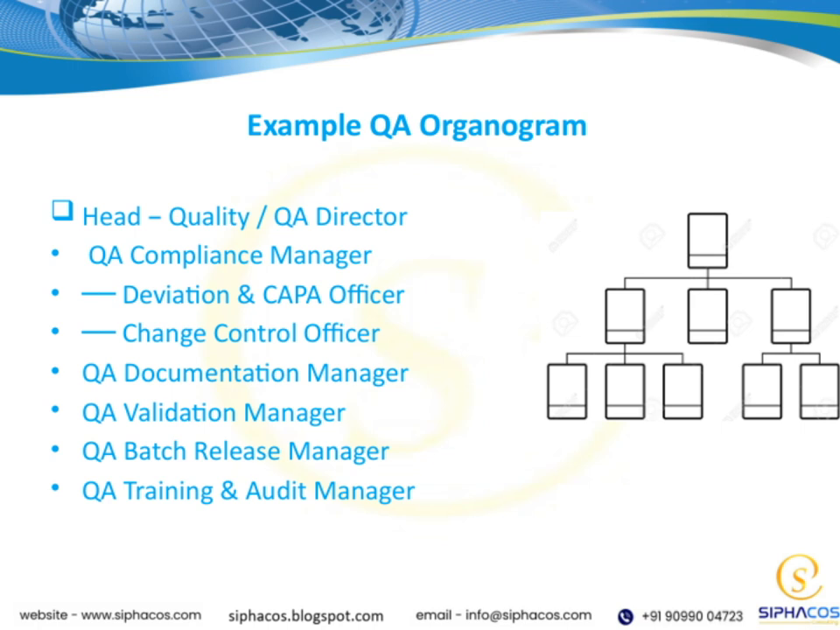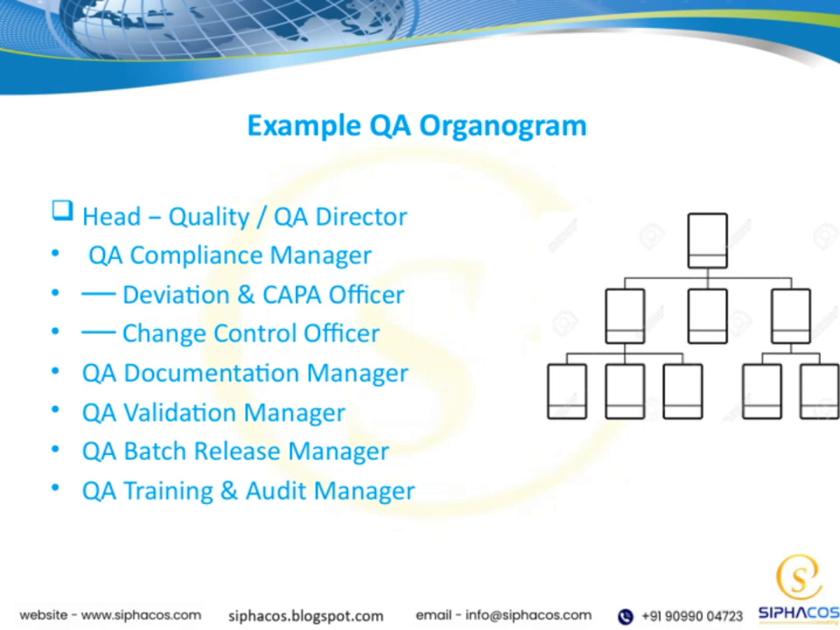Moving down, we see the QA documentation manager, who maintains all quality-related documents, making sure they are accurate and up-to-date. The QA Validation Manager is crucial for validating processes and equipment, ensuring everything works as intended. The QA Batch Release Manager oversees the release of products, confirming they meet all quality criteria before reaching customers.